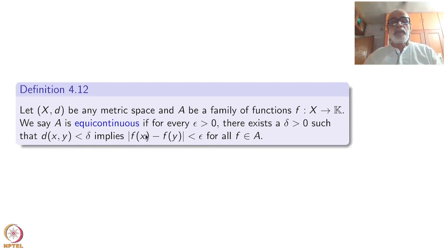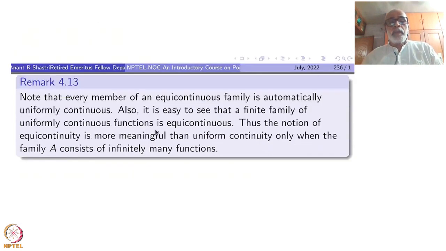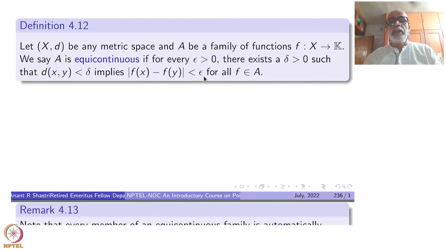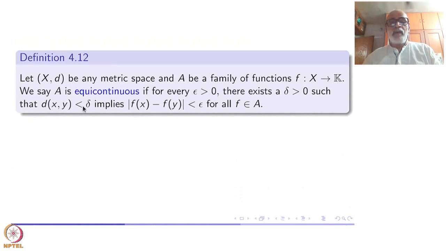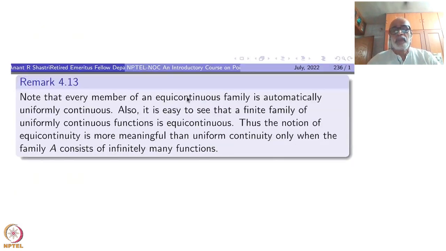So this is a new name for a new concept. Every member of an equicontinuous family is automatically uniformly continuous, if you just read this for one f. Also, it is easy to see that a finite family of uniformly continuous functions is equicontinuous, because for each f you have delta 1, say f1 with delta 1, f2 with delta 2, then you take the minimum of delta 1, delta 2, up to delta n, and that will work for all the f's. So finite families of uniformly continuous functions are automatically equicontinuous. This kind of notion is important only when A is an infinite family.